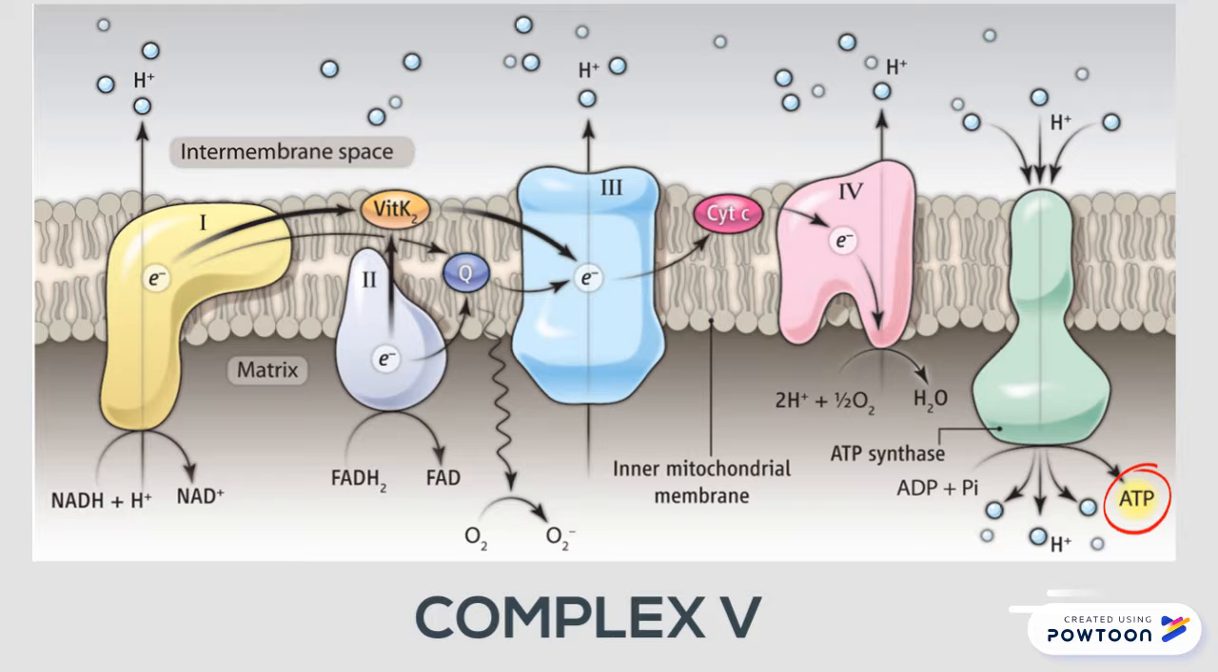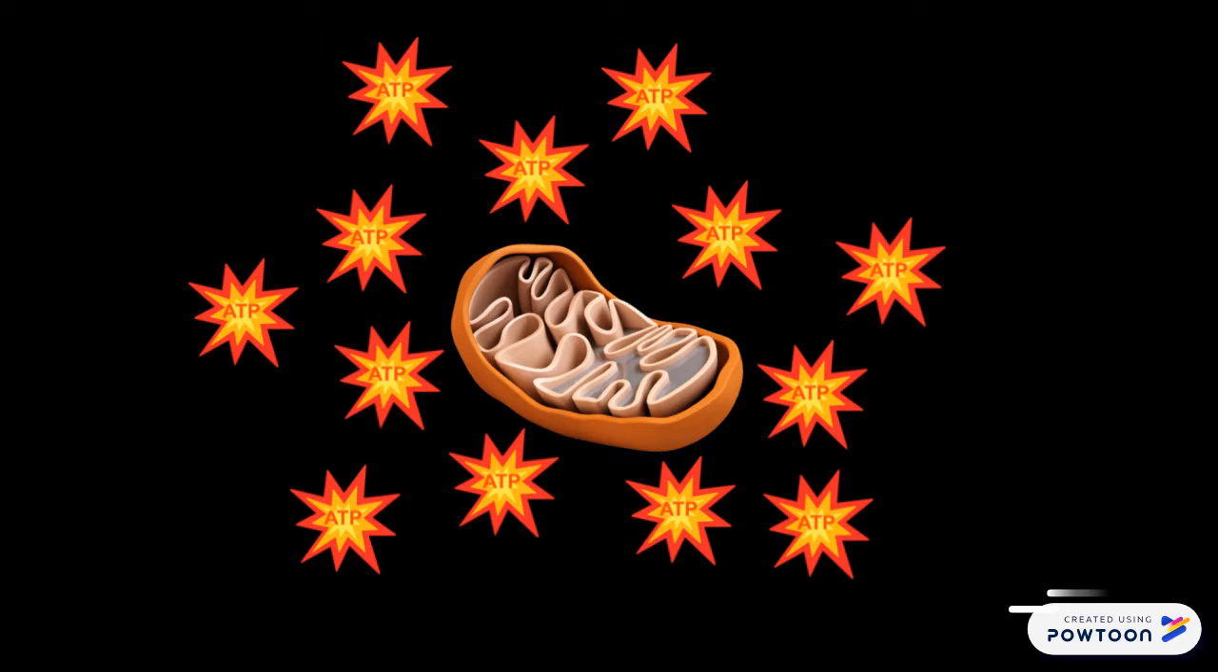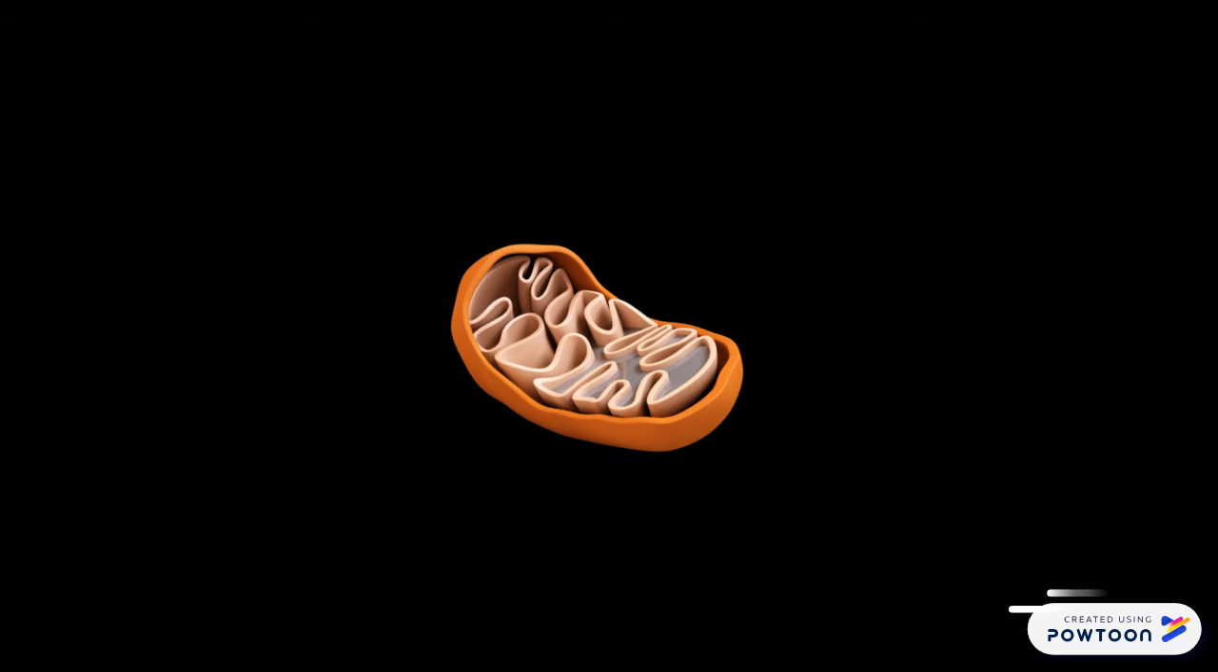Complex 5 is ATP synthase, which generates ATP from ADP and inorganic phosphate via harnessing proton motive force from the proton gradient. A decreased level of ATP synthase would thus mean a decrease in efficiency of ATP production, thus decreasing total ATP output of the mitochondria.